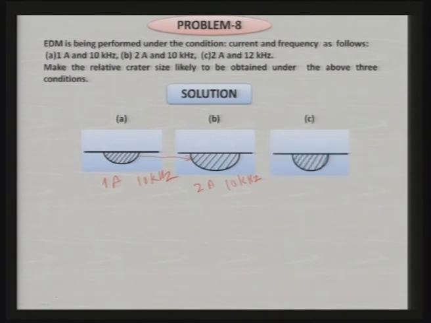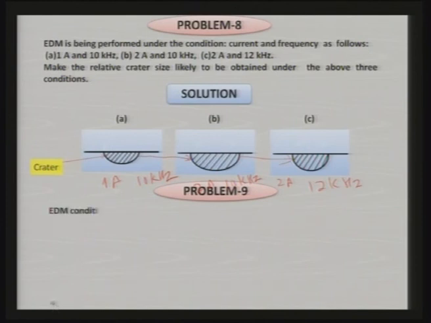Now, in the third case the current remains the same, but frequency is increasing, and we have just seen in the earlier problem that if frequency increases, surface finish improves or crater size decreases. So, you can compare here that with 2 ampere and 12 kilohertz the size of the crater should decrease, and you can clearly see here. That means it is going to give you a better surface finish. So, this is very interesting to see how the crater size varies with the change in the current and with the change in the frequency.